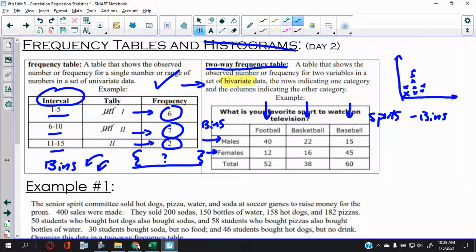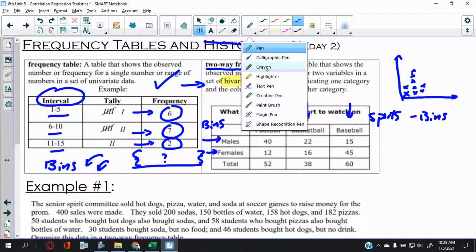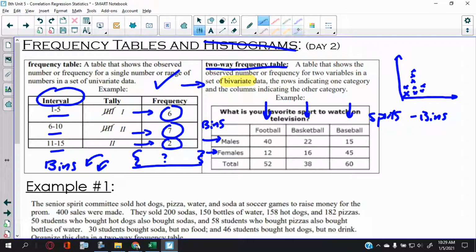Let me use different colors for this. For football, you have 40 fans who are male and 12 fans who are female, for a total of 52. Then the same for basketball, and then for baseball. Now, you can also look across.